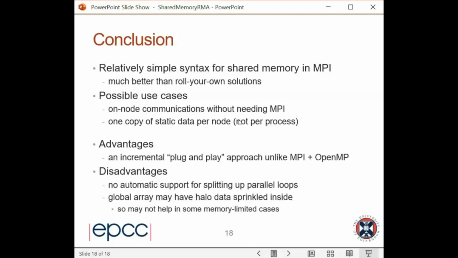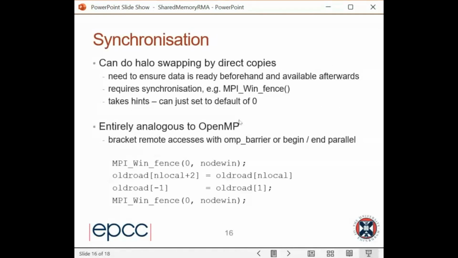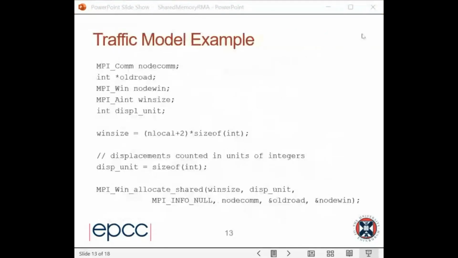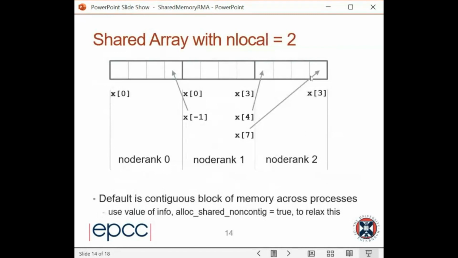The disadvantage is you don't have any of the technology of OpenMP for doing OMP parallel for and splitting up the loops and suchlike. And also, depending on how you write your code, the global array may have halo data sprinkled inside. So it's a bit ugly the way I've done this. By leaving the halos on all the local arrays, my global array has garbage data, real data, real data, garbage data, garbage data, real data, real data, garbage data. So there are some practical implementation concerns.